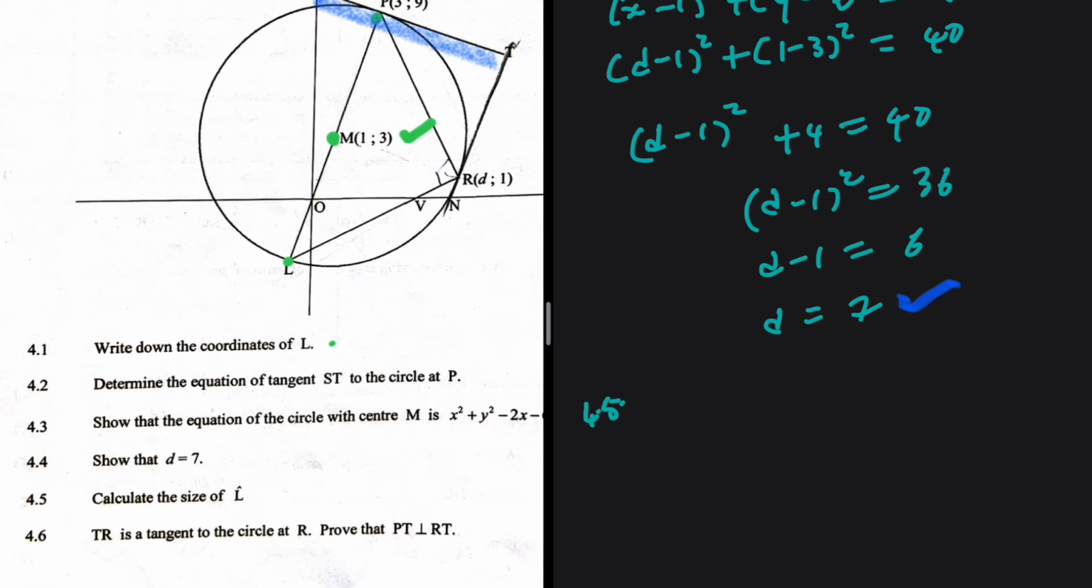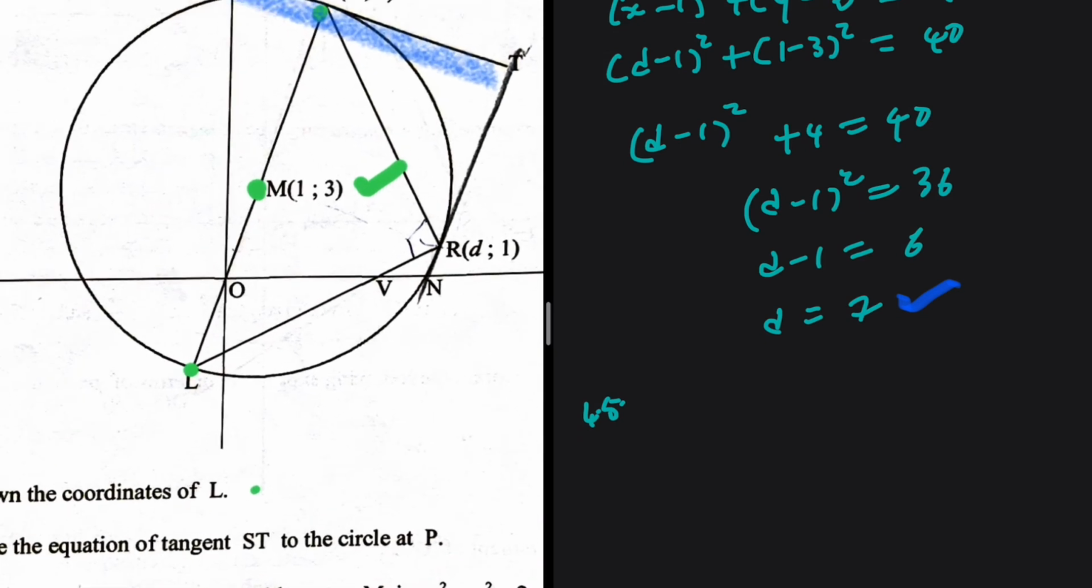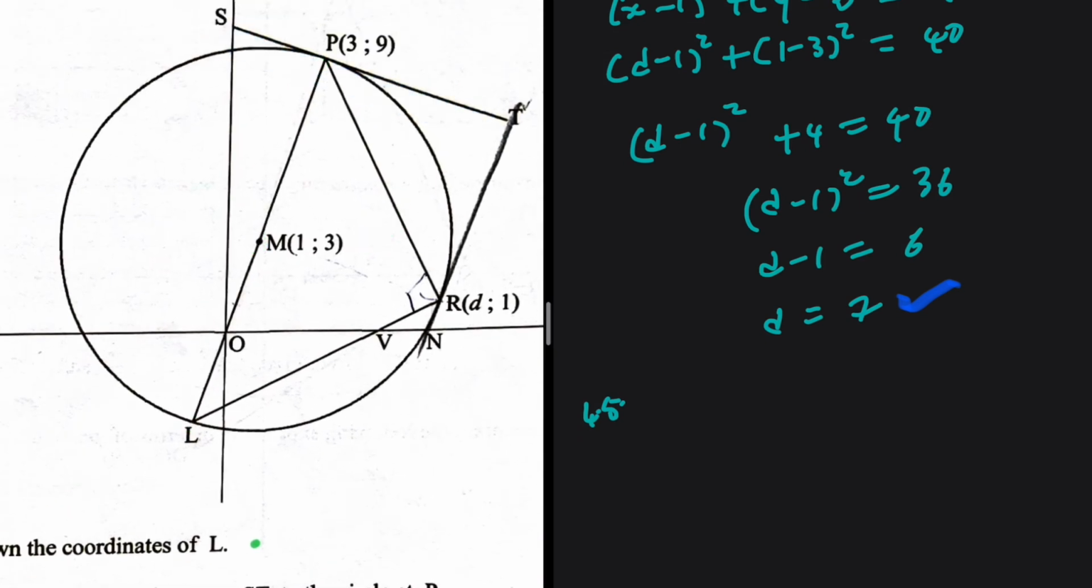So 4.5, calculate the size of angle L. So we are looking for the size of this angle. Let me just put a dot there. But we found the coordinates of L by saying that PL should be a diameter, right? And then if PL is a diameter, this here should be 90 degrees. If that is 90 degrees, and then we have ML, and then here we have MP.